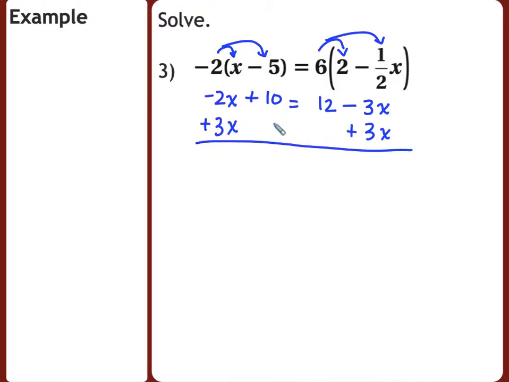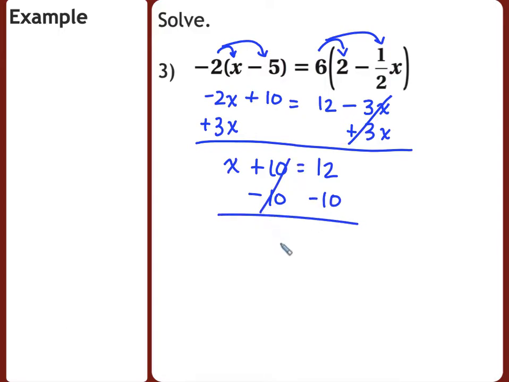So on the left, you could see a negative 2x and a positive 3x is x. And then a negative 3x and a positive 3x goes to 0, so I'm left with 12 on the right. Now I subtract 10 from both sides, and x is equal to 2. Notice I just had one x, so I didn't have to isolate any further, so that worked out nicely.